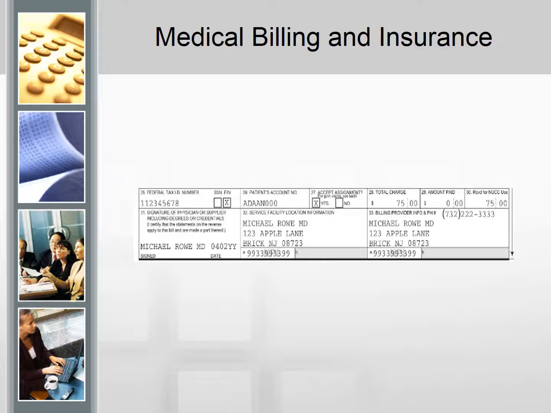Block 32 is asking for the facility location. So if this were an individual provider who performed the services in his or her office, then you could relist their name and address and NPI. If services were performed at another location, such as a hospital, then you would want to list that information. And finally, in Block 33, it's asking for the billing provider information. So once again, the physician's name, credentials, address, phone number, and NPI.